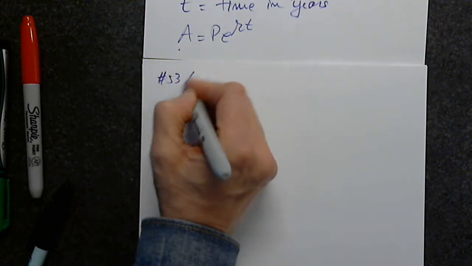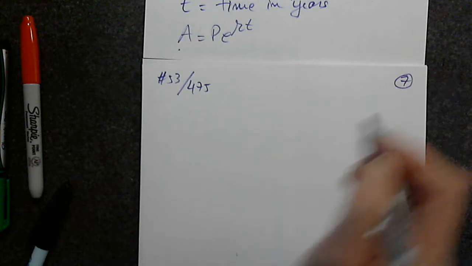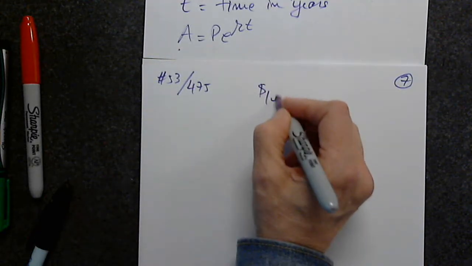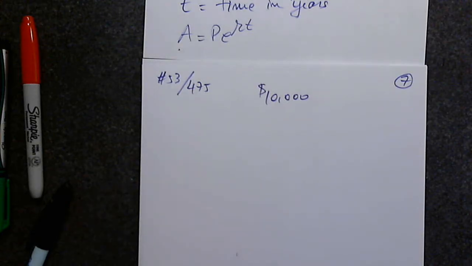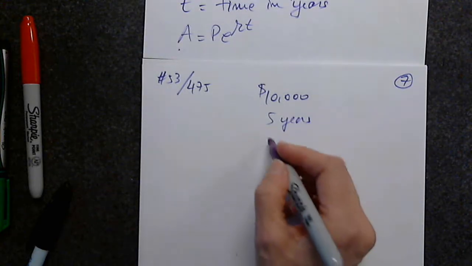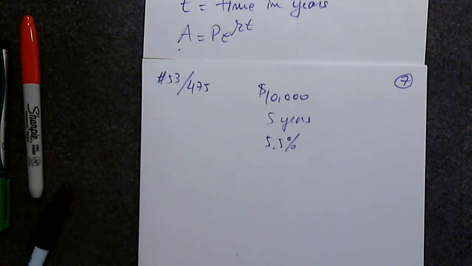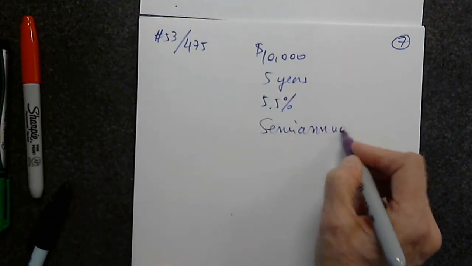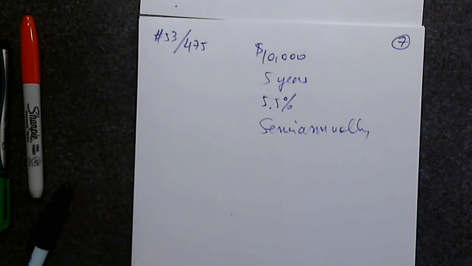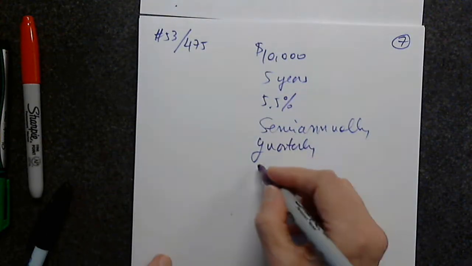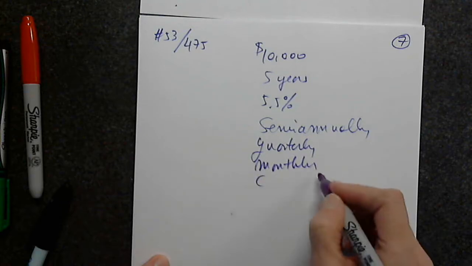So 53 on page 475. Find the accumulated value of an investment of $10,000, and we will identify what each number represents, for 5 years at an interest rate of 5.5%, if the money is compounded semi-annually, quarterly, monthly, and continuously.